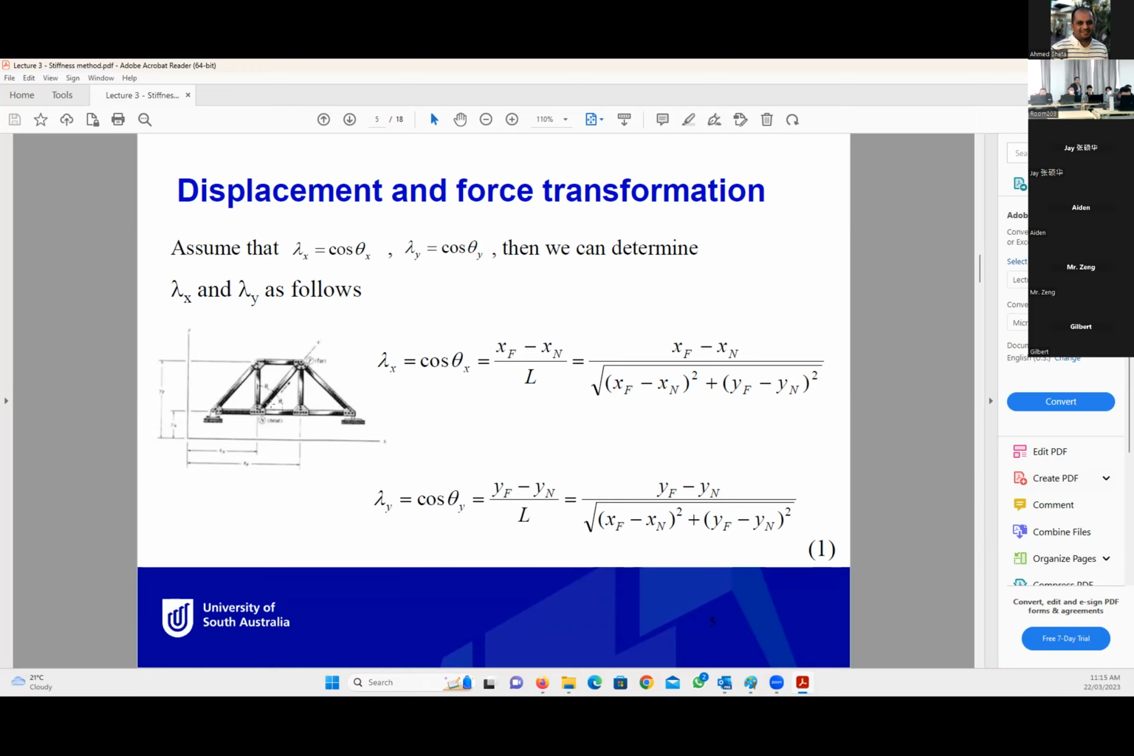If we look at these two angles, together they make a right angle, so theta x plus theta y equals 90. To make the derivation easier and deal only with cosine, we give cosine theta x the symbol lambda x, and cosine theta y the symbol lambda y. How can we find lambda x and lambda y, or cosine theta x and cosine theta y?